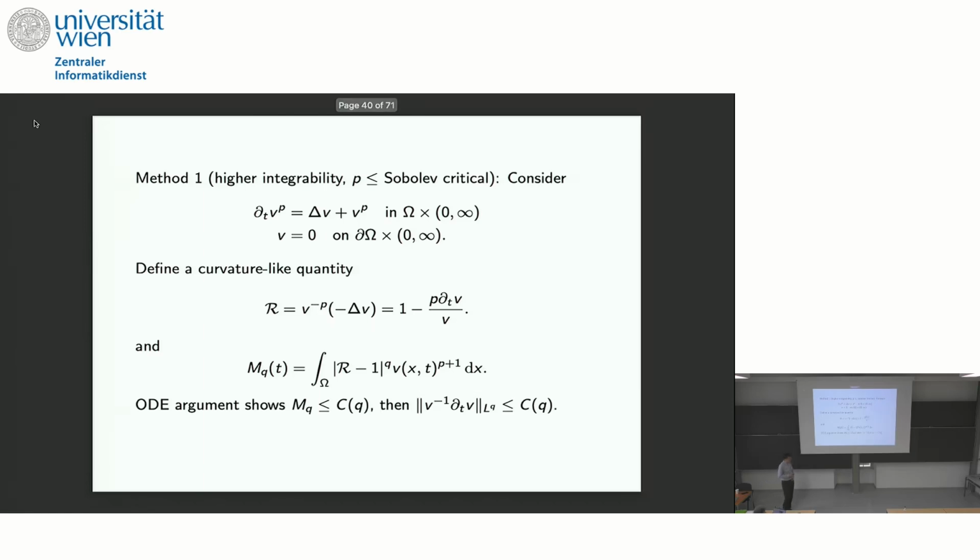And then we write down the equation for M_q, which will be a nonlinear ODE, and then we use estimates for the ODE, and we show that this M_q is bounded for any q less than infinity. And then by some Hölder inequality, eventually we get that v_t over v has bounded L^q norm. So we call this higher integrability regularity. So why is this useful?